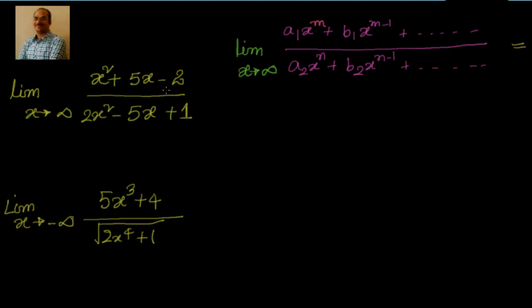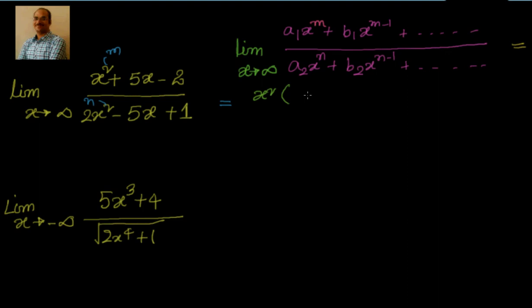Limit x tends to infinity, x square plus 5x minus 2 divided by 2x square minus 5x plus 1. We just understood that it depends upon what is x to the power of m minus n. Let us say what is the value of m here, m equal to 2. What is the value of n? n equal to 2. m equal to n, so it is nothing but a1 by a2. But how will you prove that? We will prove it in this way.